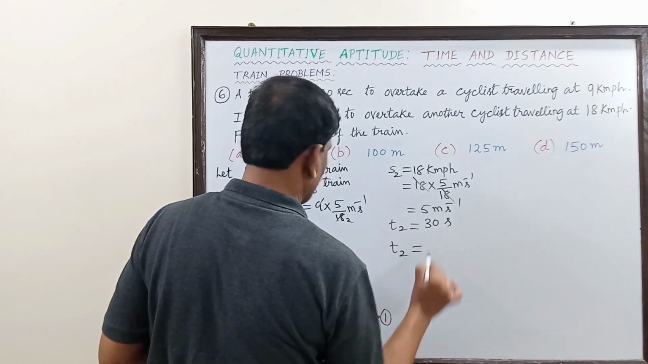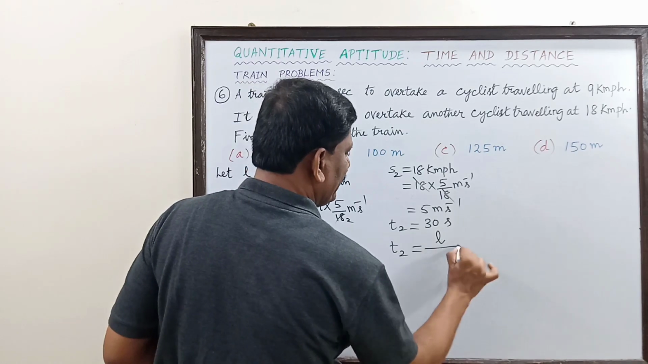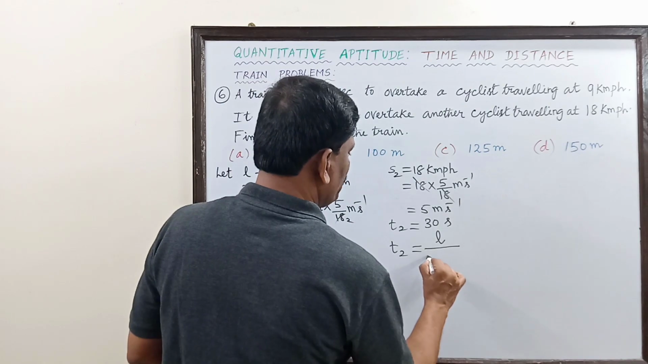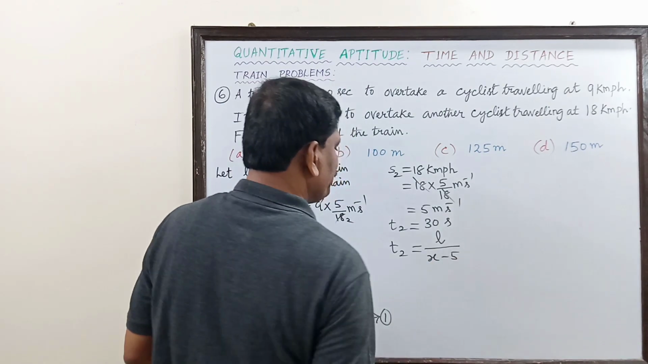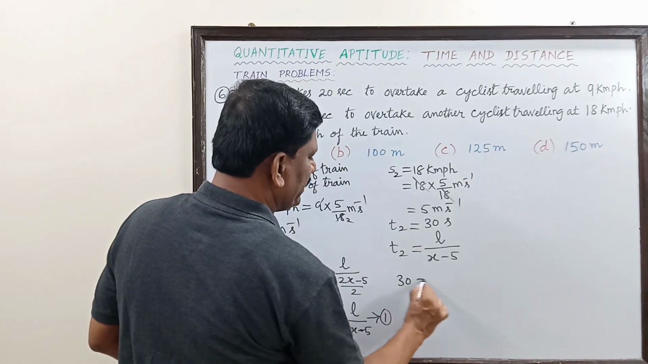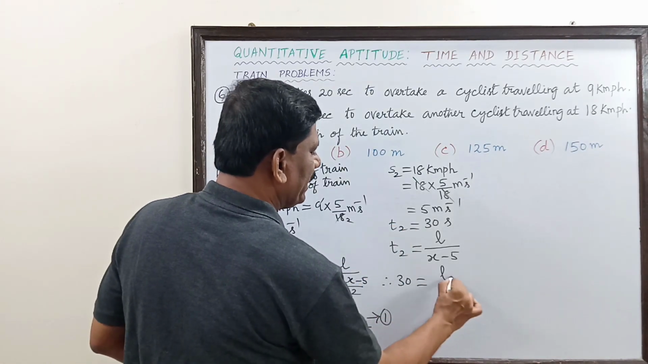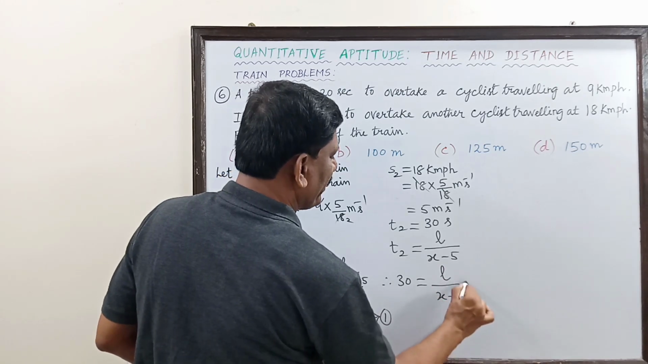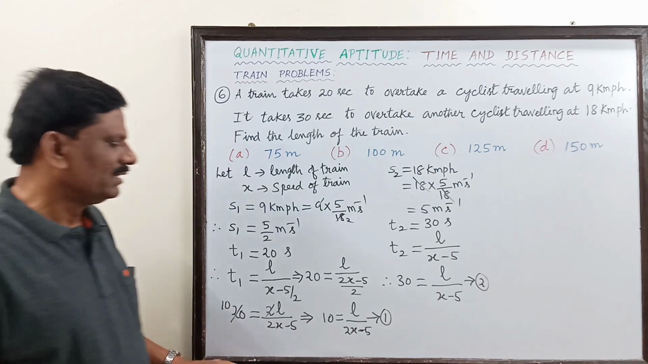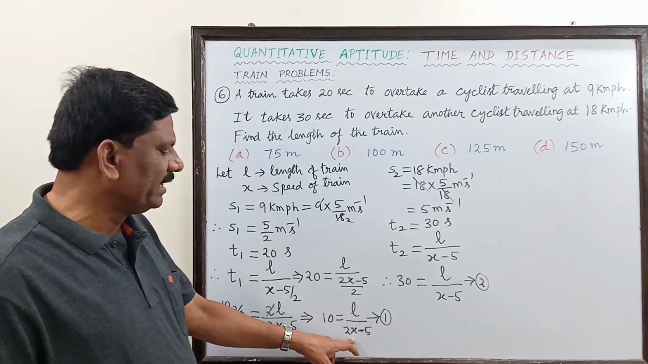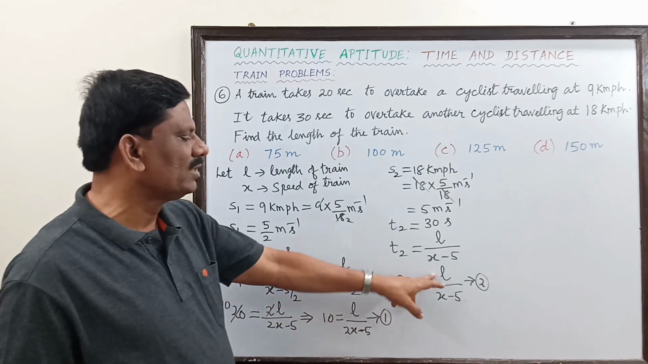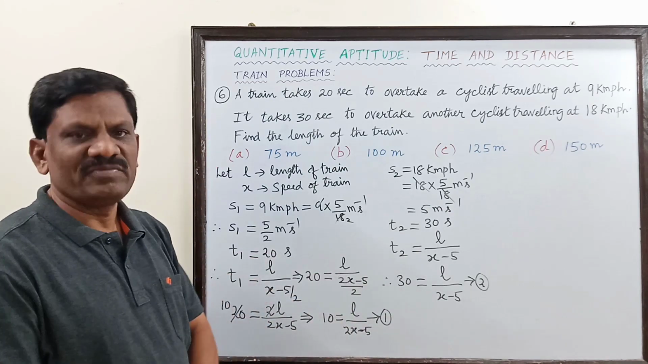Also T2 is equal to the length of the train divided by the relative speed of the train with respect to the second cyclist, which is x minus 5. So 30 must be equal to L divided by x minus 5. This is our equation 2. So one equation is 10 is equal to L divided by 2x minus 5, and the next equation is 30 equal to L divided by x minus 5.